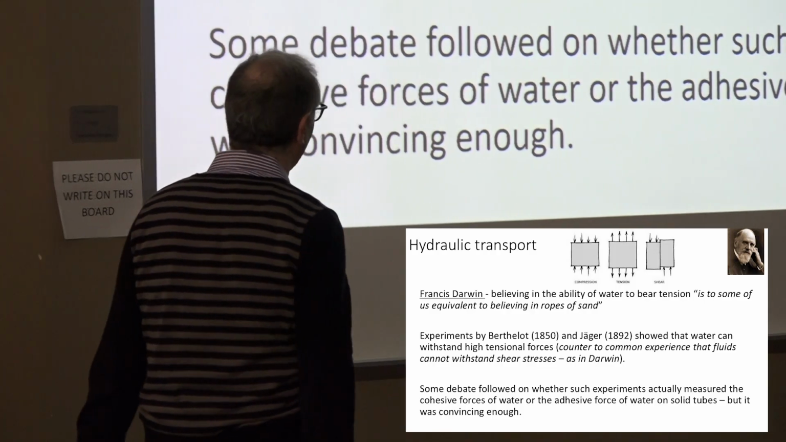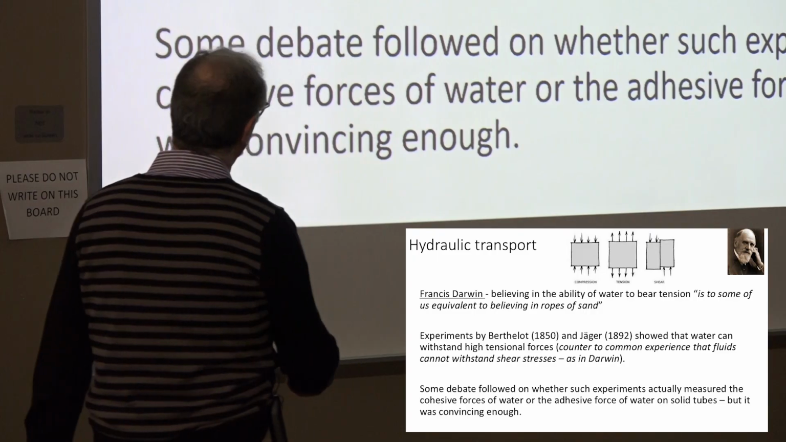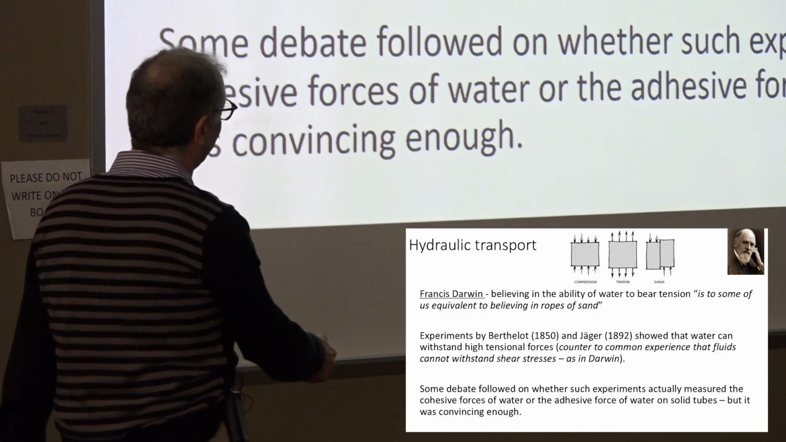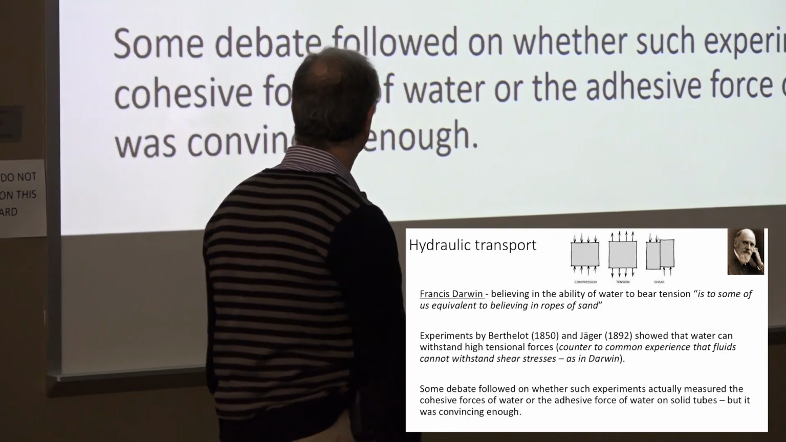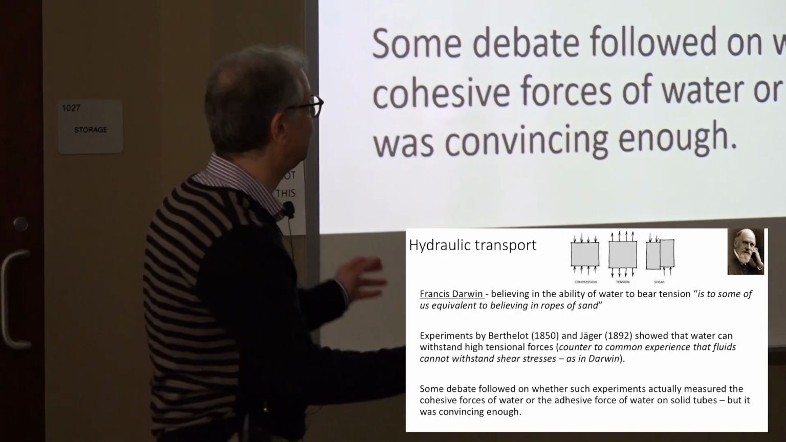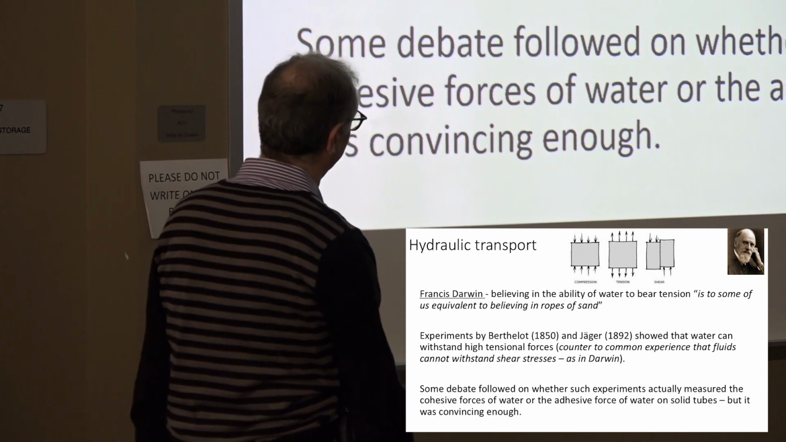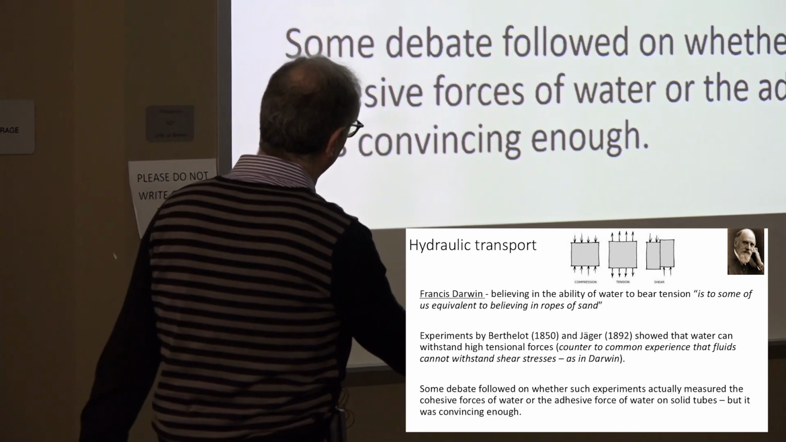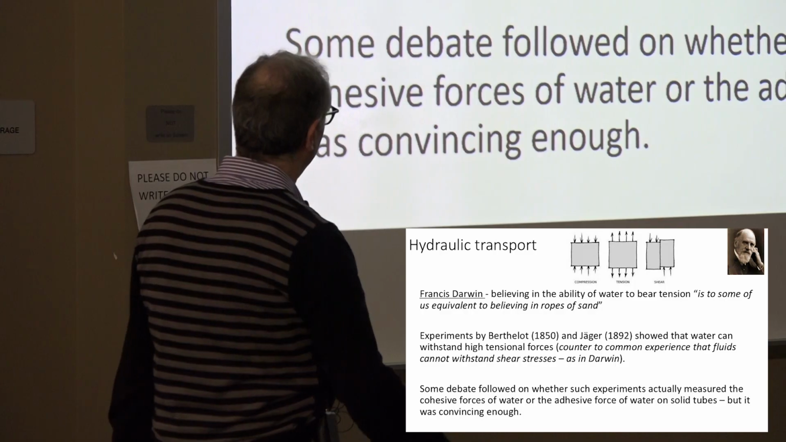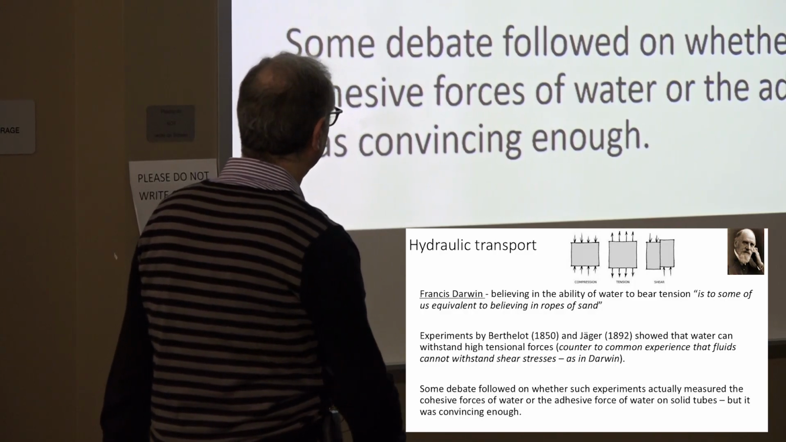And as happens in academia again and again and again, what Darwin was not aware of is that there were experiments by Berthelot and Jager that showed that, in fact, water can withstand high tensional forces. So he was just not aware of these studies, even though they were done and published in journals that he would have been familiar with. So while sure, fluids cannot withstand shear, they can withstand tension.